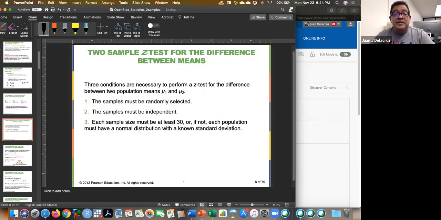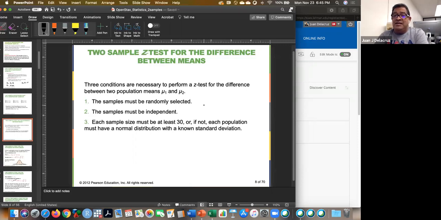There are 3 conditions that are necessary to perform the Z-test. Remember, we have many tools in our toolbox, and one of them is the Z-test. We can assume normal distribution when we have a sample that is big enough, bigger than or equal to 30, or we have the value of sigma. Those are things that we need to consider. So in order to perform a 2-sample Z-test for the difference between means, there are 3 conditions that are necessary. One, the samples must be randomly selected.